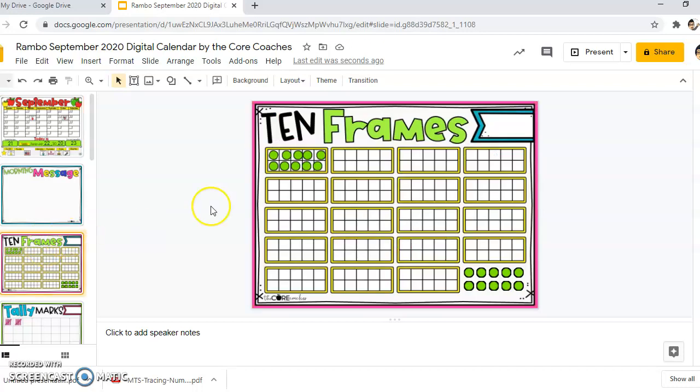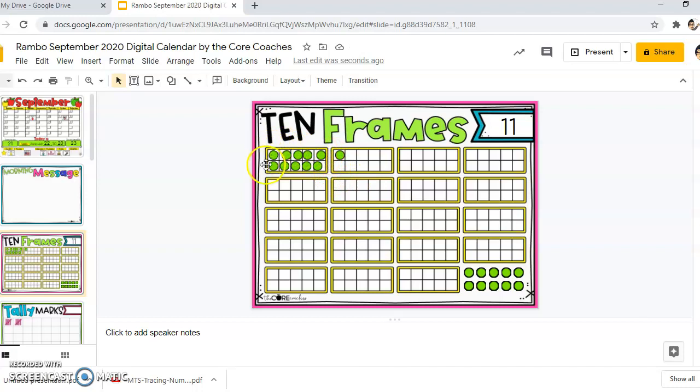Let's go on to our 10 frames. Now, yesterday we finished one group of 10, so we filled in one 10 frame. So we're going to start on another 10 frame. So let's take a counter, let's move it over, and let's count. 1, 2, 3, 4, 5, 6, 7, 8, 9, 10, 11. So what's today's number? You're right, it's 11. Now, is there a faster way to count that?